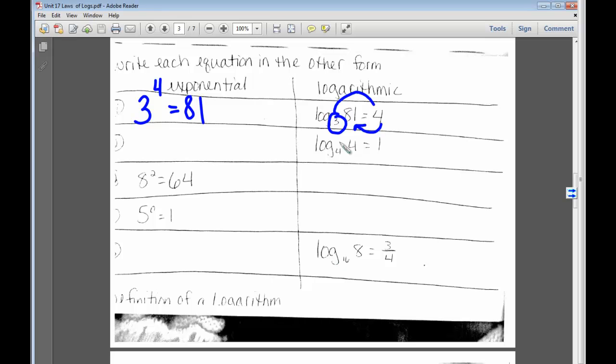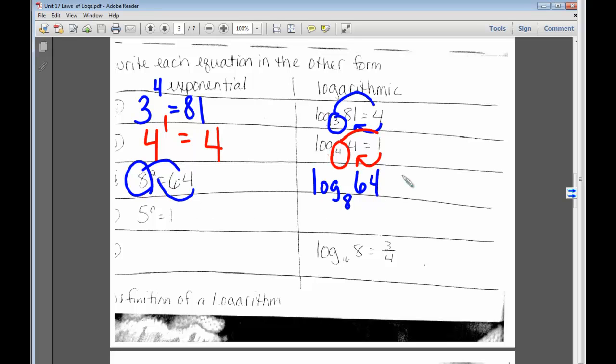Example 2. 4 raised to the 1st power is equal to 4. Now I have the exponential, but I do not have the logarithmic. So log base 8 of 64 is equal to 2.